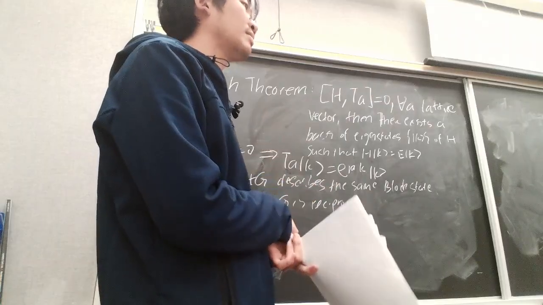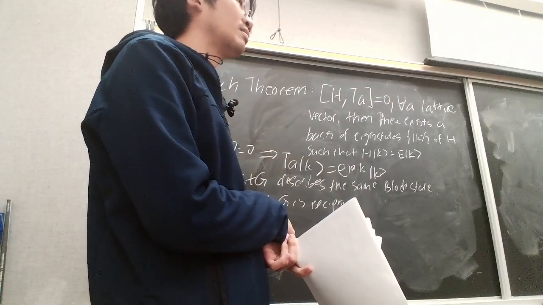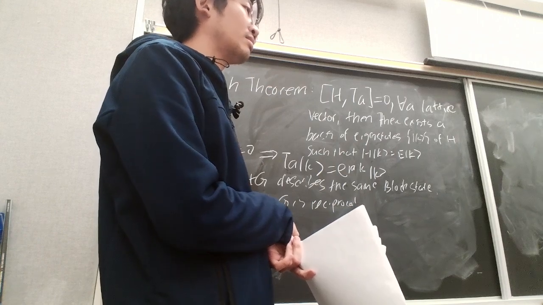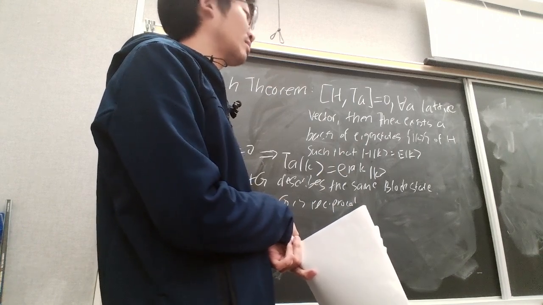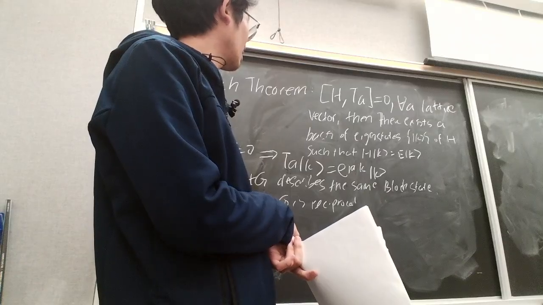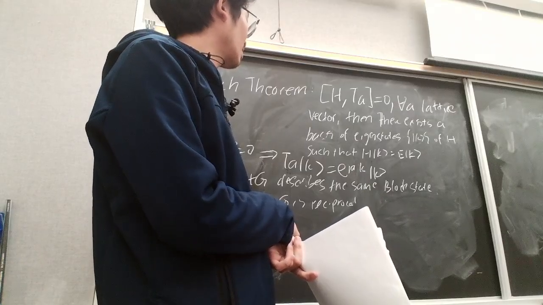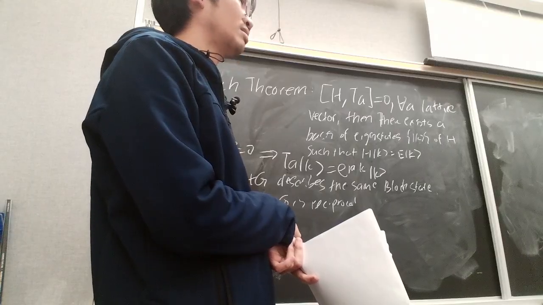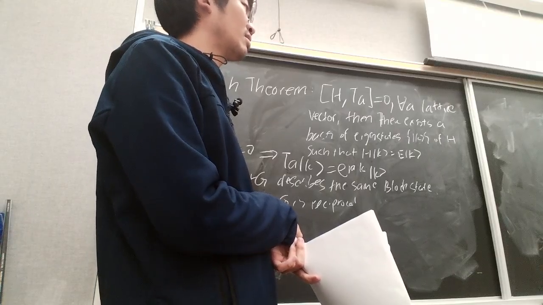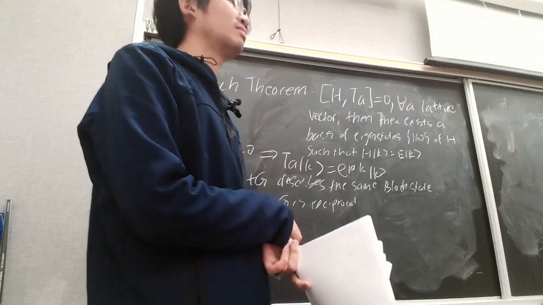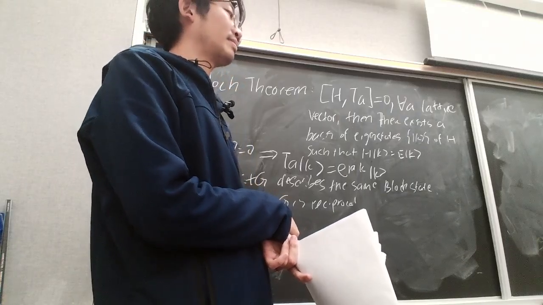Now, what we always want to do is label the states by the eigenvalues that they have. But in this case, we see that the eigenvalue of T_A has a very nice form. It has the form of e to the i k dot a. So instead, we label the states using the phase of the eigenvalue instead of the eigenvalue itself. Do you agree?